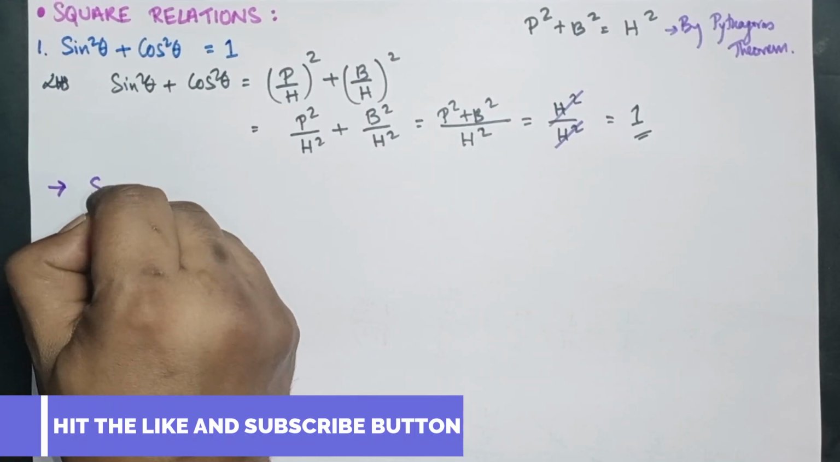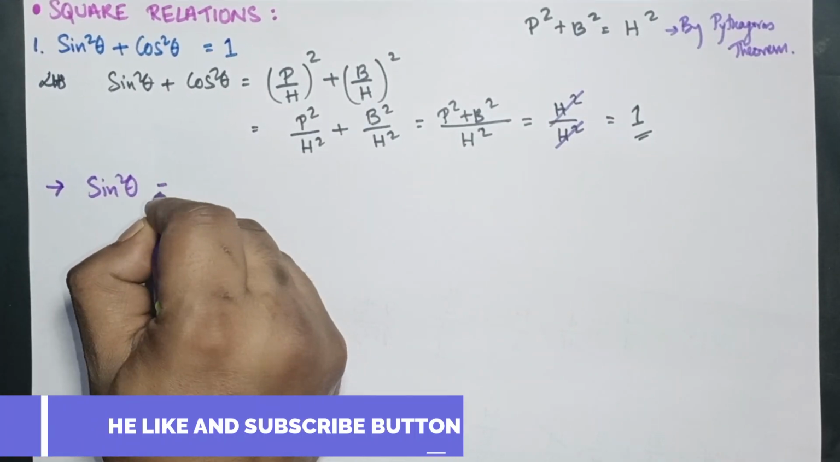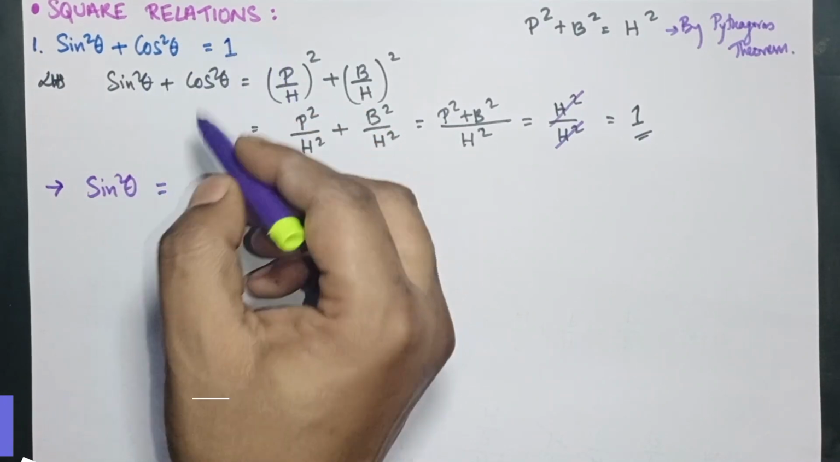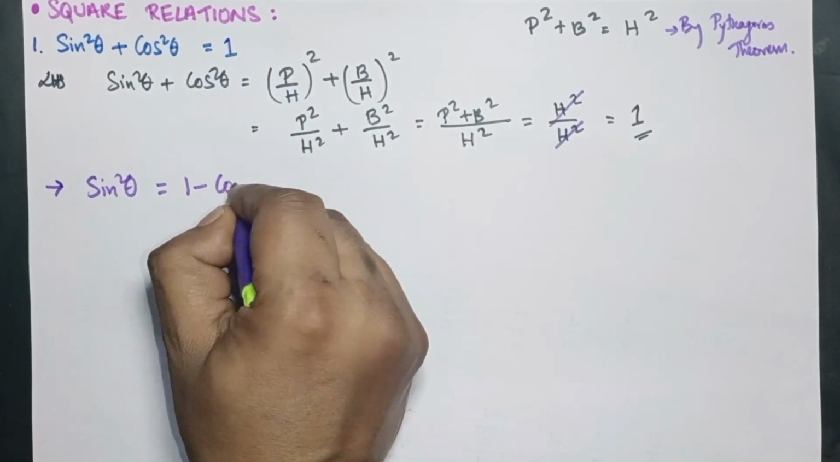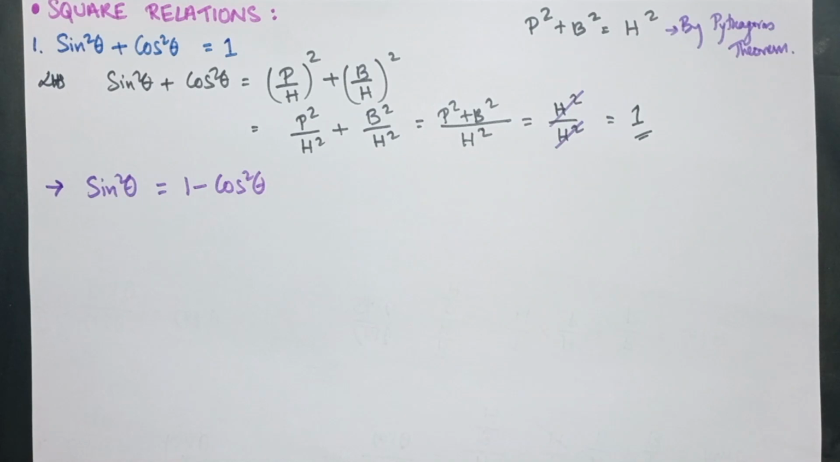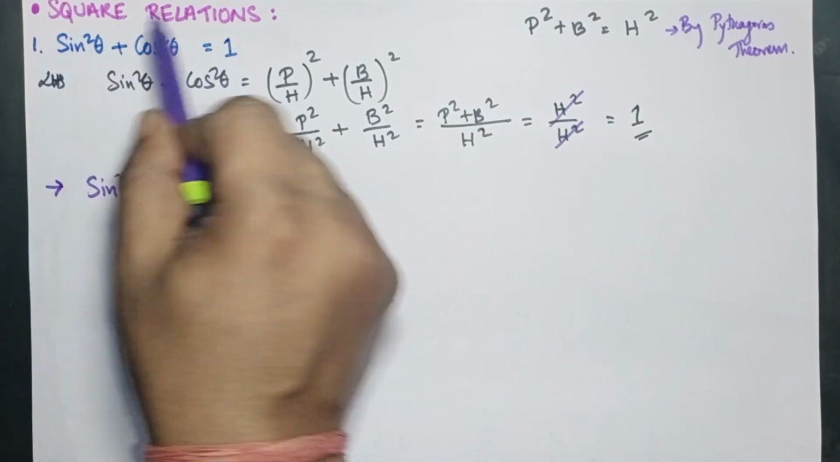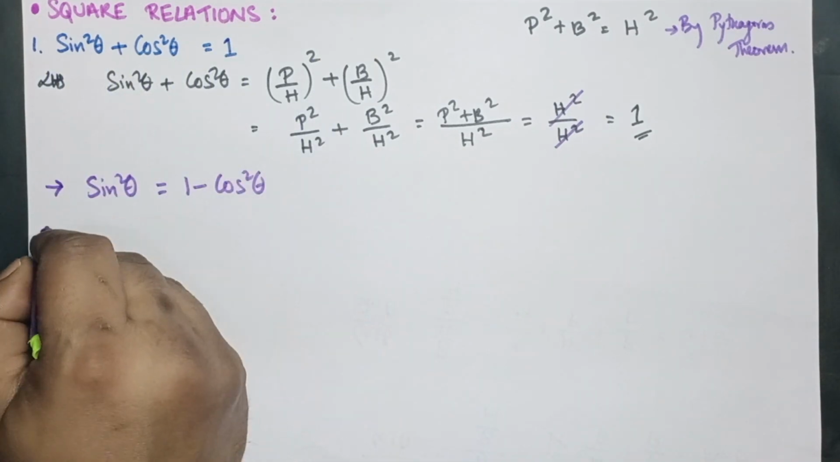This is a sub formula I can make. Sine square theta, what can I do? I'll take this to the other side. What will it be? 1 minus cos square theta. This is the main formula, just know this. From this you can form many formulas. So this is your sub formula.